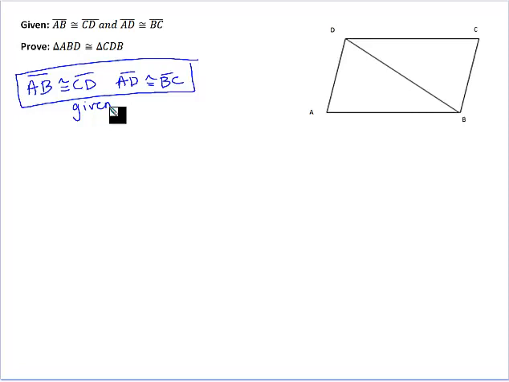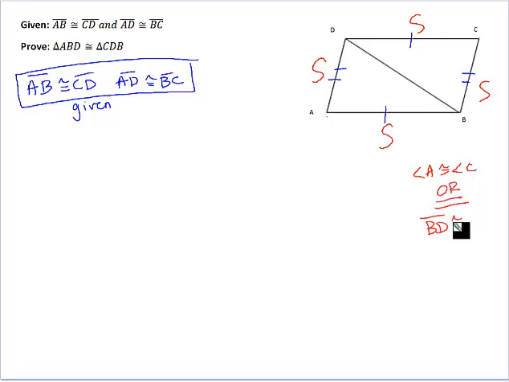I'm going to go over on my diagram and mark that. So AB and CD are congruent. AD and BC are congruent. Okay, and I'm going to label. I have a side, side. So I need to show one of 2 things. I either need to show that the included angles are congruent, so I need to show that angle A is equal to angle C, or the third side is, which would be BD is congruent to BD.